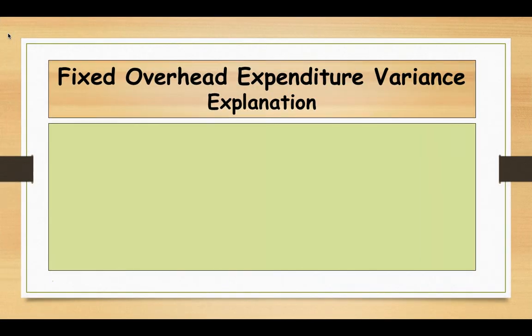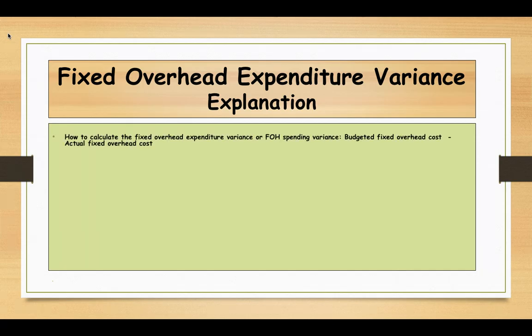Fixed overhead expenditure variance, explanation and calculation. Fixed overhead expenditure variance is one of the very easy variances to calculate. As we know, fixed overhead do not flex with the level of activity. So, to calculate the fixed overhead expenditure variance, we simply compare the budgeted fixed overhead expenditure with the actual fixed overhead expenditure.